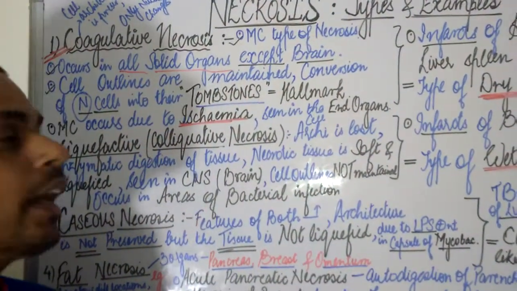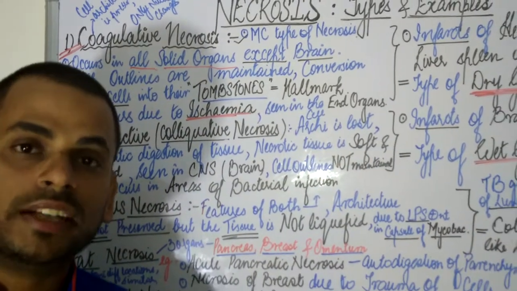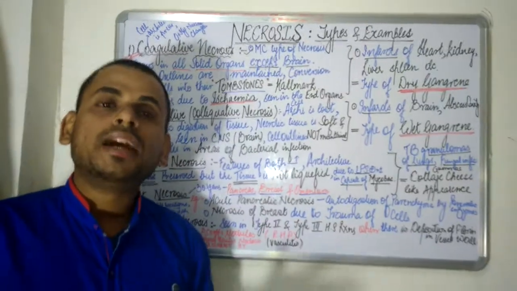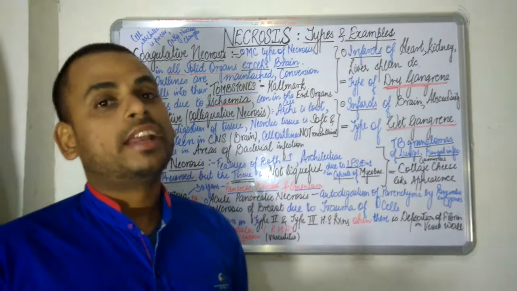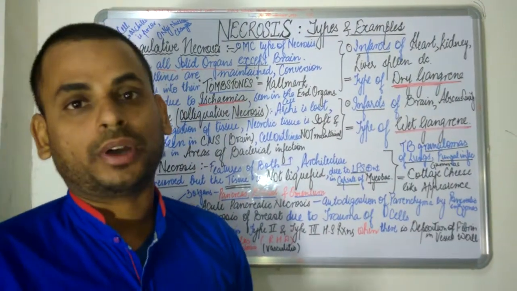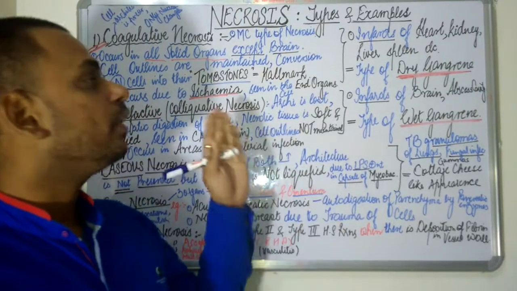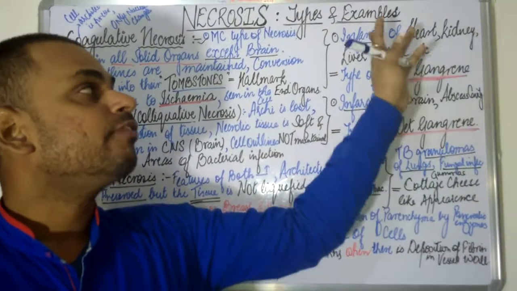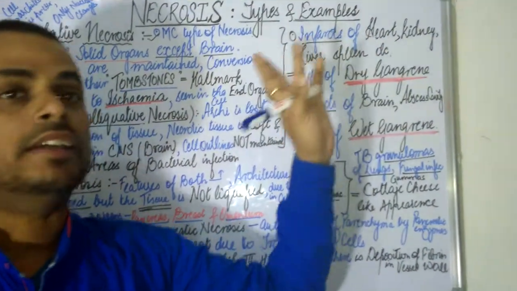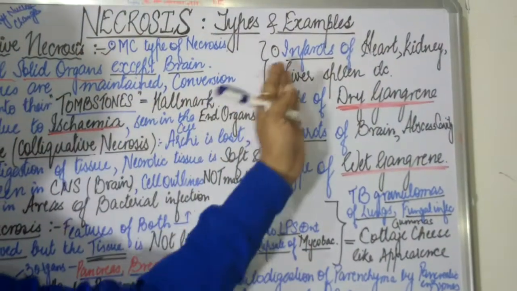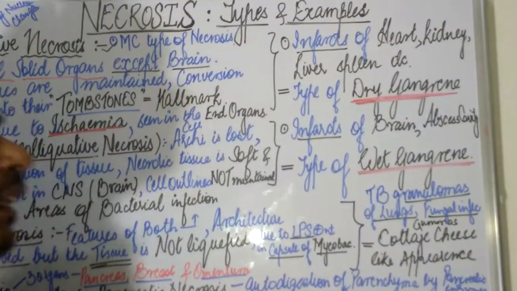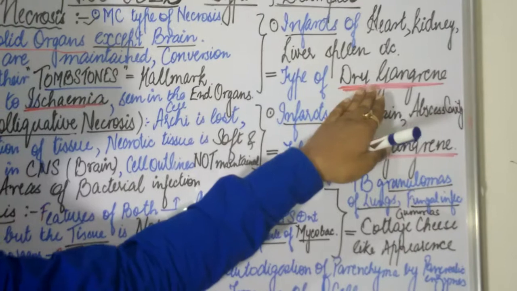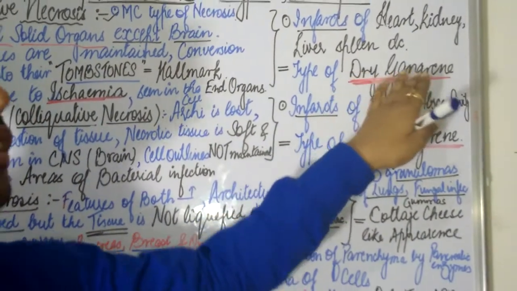The most common cause of coagulative necrosis is ischemia. What is ischemia, students? Ischemia occurs whenever there is a decreased blood supply to a particular organ. Coagulative necrosis is mostly seen in end organs. The common examples include infarcts of the heart, kidney, liver and spleen, which are very famous examples of coagulative necrosis. All this can be summarized by saying that coagulative necrosis can be considered a type of dry gangrene.